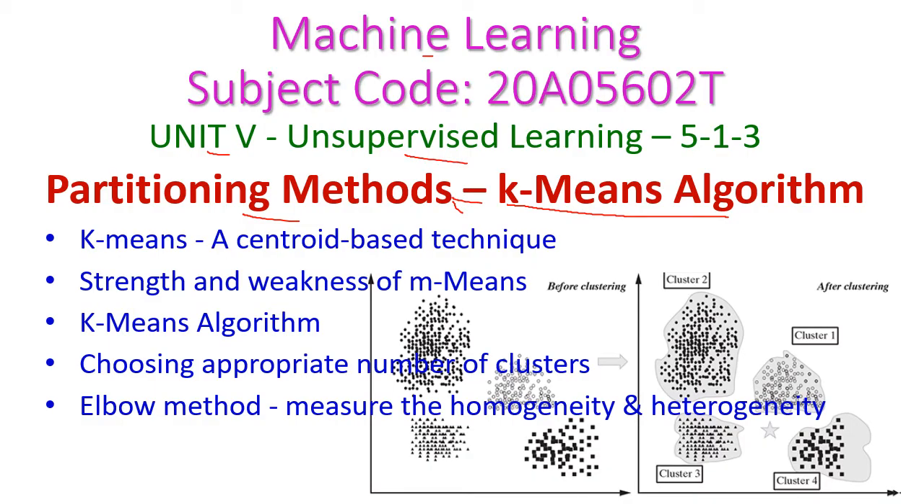So in today's class, we will see k-means, that is the centroid-based technique, the strengths and weaknesses of the k-means algorithm, the stepwise k-means algorithm, choosing the appropriate number of clusters, and the elbow method, that is, measuring homogeneity and heterogeneity.